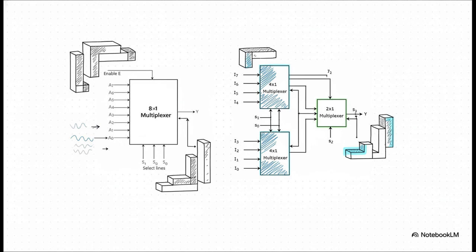What if you need to handle more data? No problem at all. These circuits are basically digital Lego blocks. You can literally just snap two 4-to-1 MUXes together, add one more small one, and you've built yourself a bigger 8-to-1 MUX. You can just keep building them up to manage more and more data.